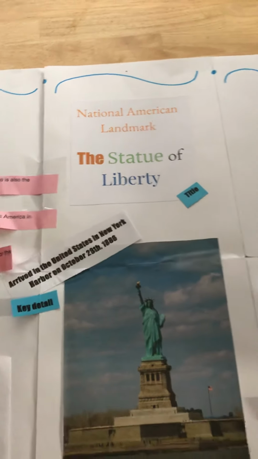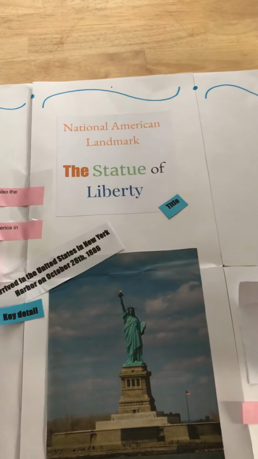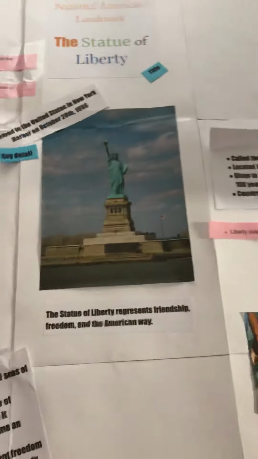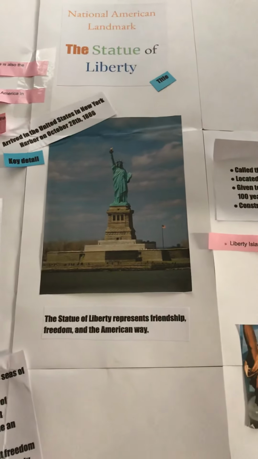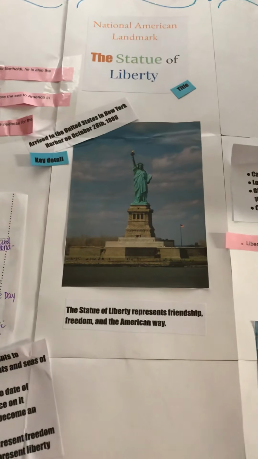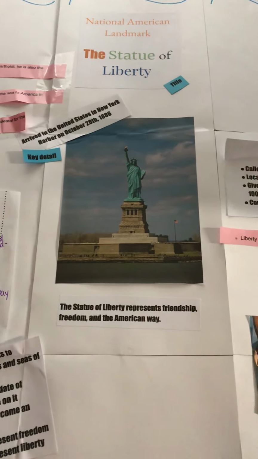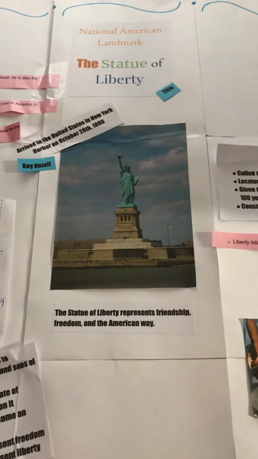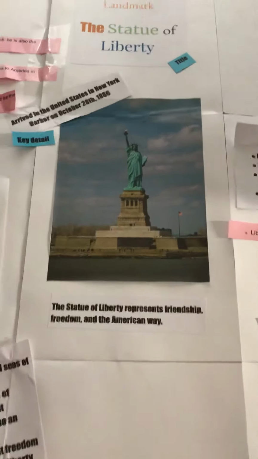So let's go ahead and look at the information that I've included from lesson 1. So right in the middle of my poster, right smack dab in the middle, I've got the picture of the Statue of Liberty. This is one of the most important parts of the poster because it shows others what the poster is about, what we're going to be learning about.